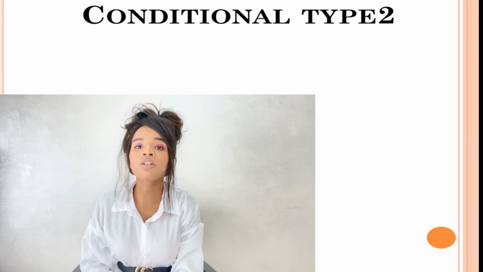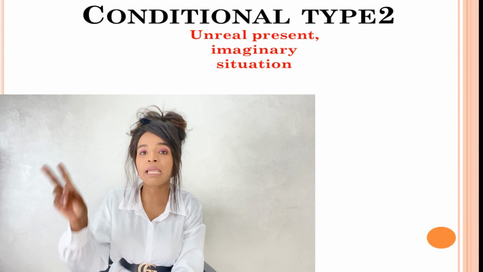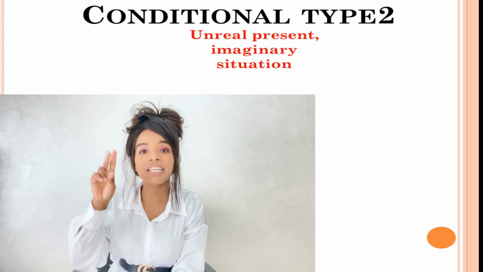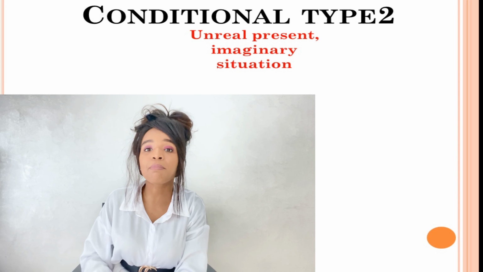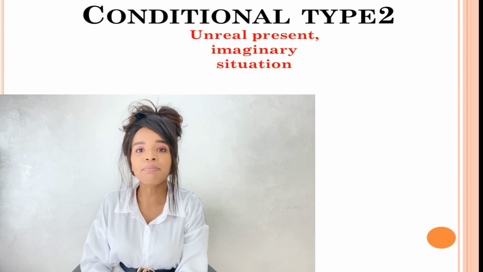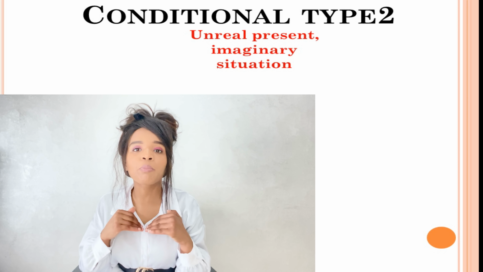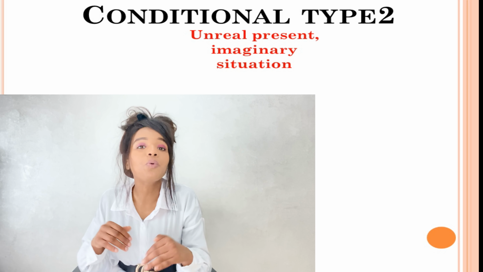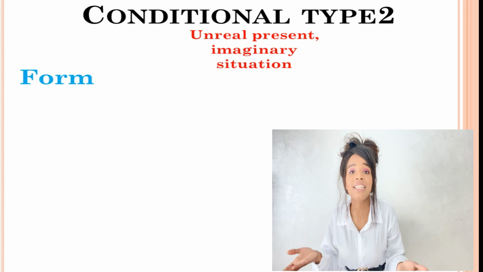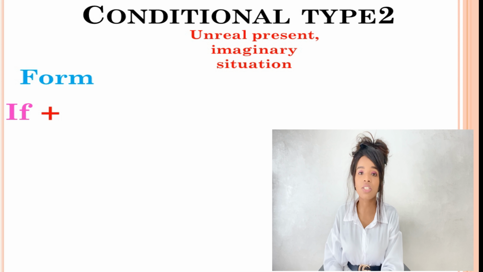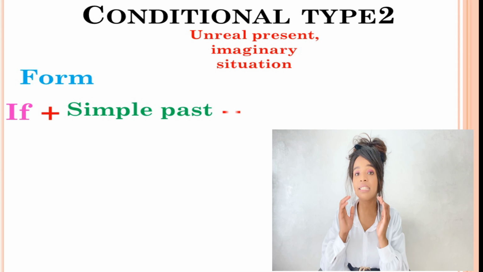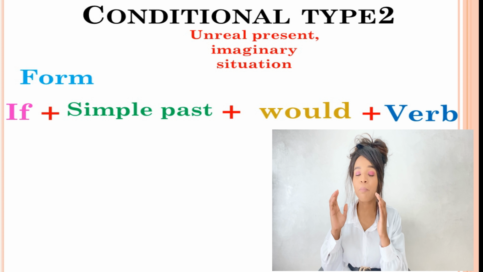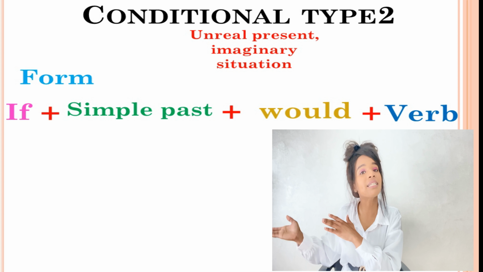So now let's move on to explain the conditional type 2, the conditional sentence of type 2. In English we call it conditional type 2. We use this conditional type 2 for the unreal present, something that is impossible to happen. Let's take the form of this conditional: if plus simple past plus would plus infinitive.